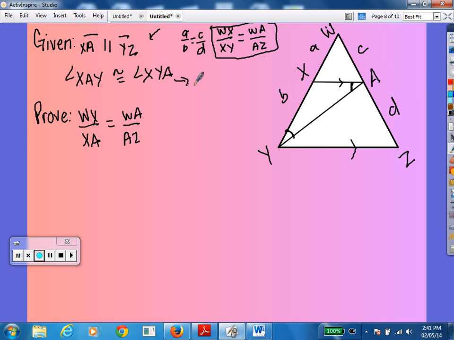Okay, and this will lead us to the statement that XY is congruent to XA, because if 2 angles of a triangle are congruent, then it's isosceles, so its sides are congruent. Now, if you look at this picture here and this here, there's one difference. The WX, the WX, the WA, the WA, the XY and the XA, and the AZ and the AZ. So this is a different statement.